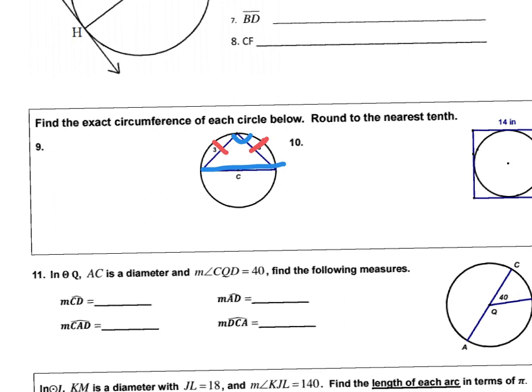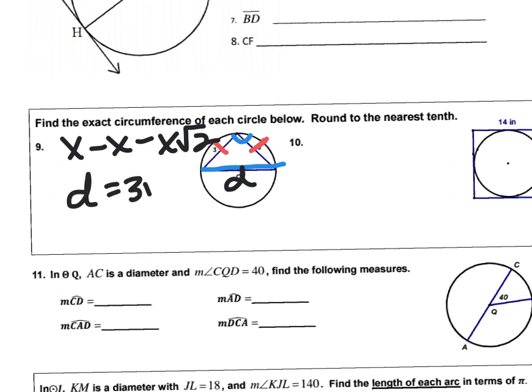So with that being said, you needed to use that rule, which says you're going to have x, x, and x root 2. That's with the long leg, so that's with our diameter here. Our two legs are 3, so that means our diameter is going to be 3 root 2. They want the exact circumference here, which basically means in terms of pi.